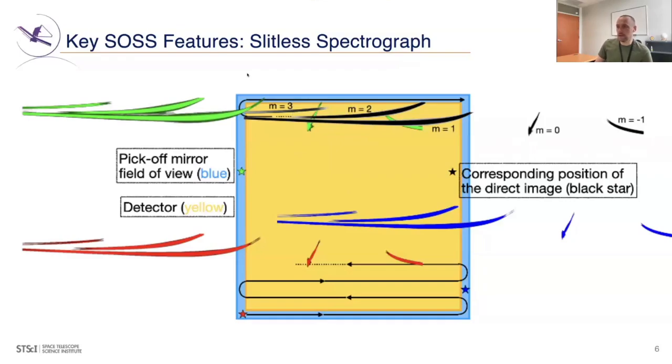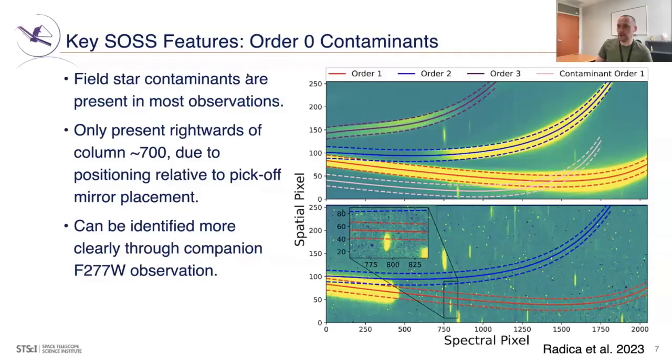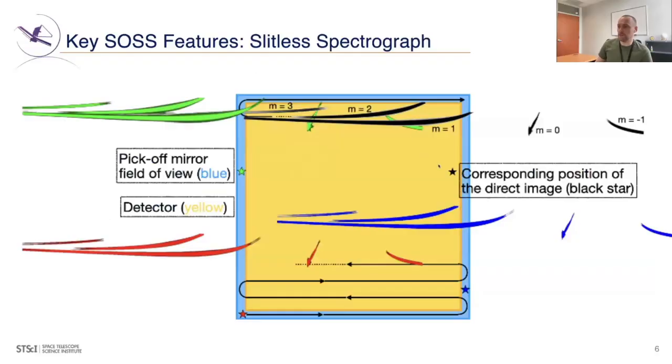Now, the other part of this is that you get a lot of order 0 contaminants. If I flip back a second, you might have your direct image down here, and you might have a bunch of these little order 0s. The way the detector is structured is that you can only have them rightwards of about column 700. So you can imagine this green star here gives an order 0 here. If the green star then falls off the detector, it's physically impossible to disperse on the left half.